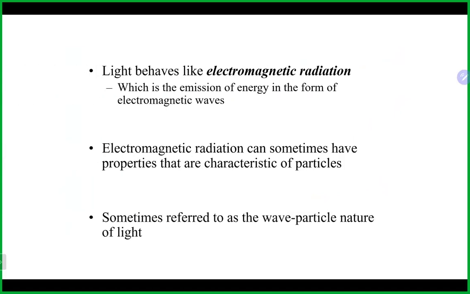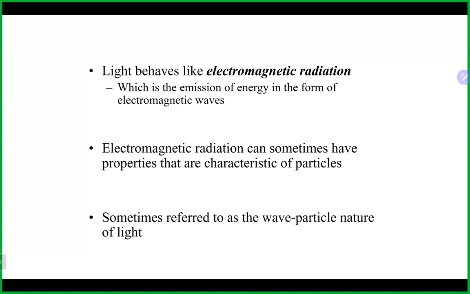So light behaves like electromagnetic radiation, which is that emission of energy in the form of waves. Electromagnetic radiation sometimes has properties that are very characteristic of particles. And a lot of what we talk about with this quantum theory is the idea of the dual nature of light. So waves can have functions that are very similar to particles, and particles could be thought of as having wave-like function. They could just be like a stream of particles, basically acting as a wave.